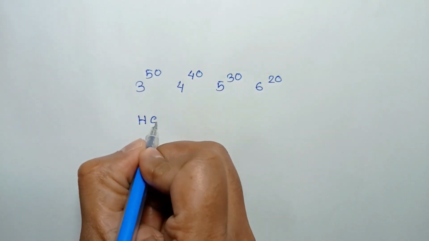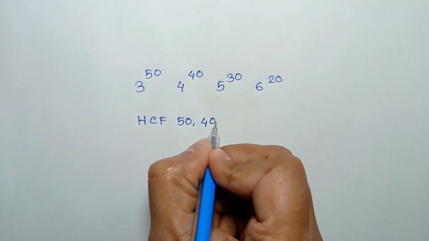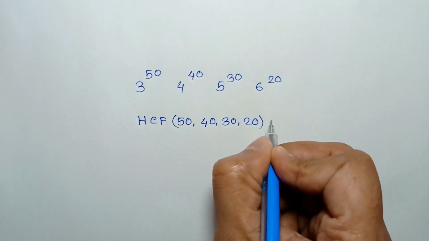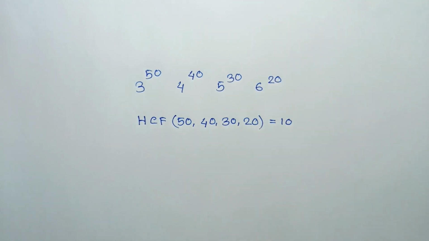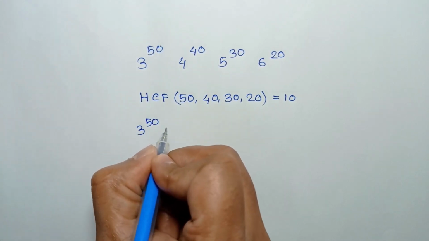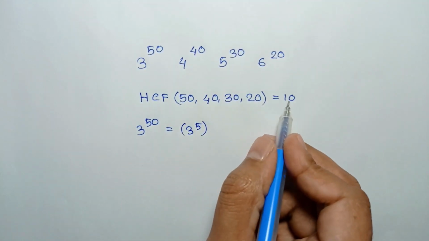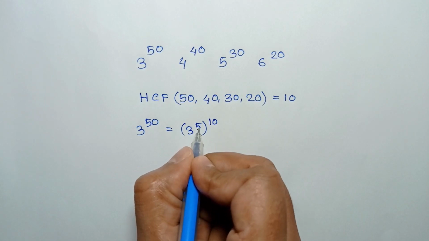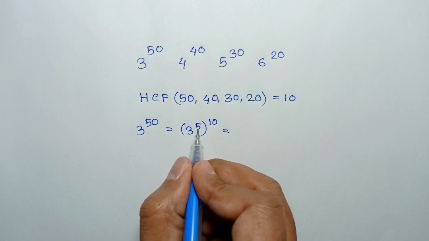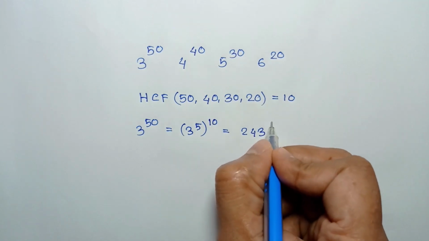the highest common factor of 50, 40, 30 and 20 is equal to 10. So 3 to the power 50 can be written as 3 to the power 5 whole to the power 10, and 5 times 10 is 50, is equal to 3 to the power 5, which is 243, and whole to the power 10.